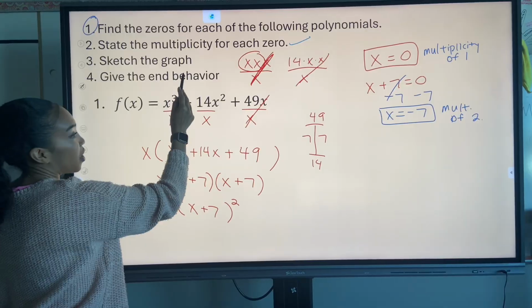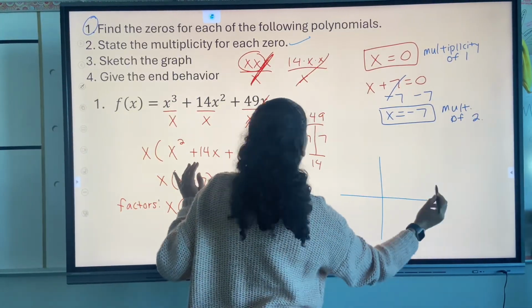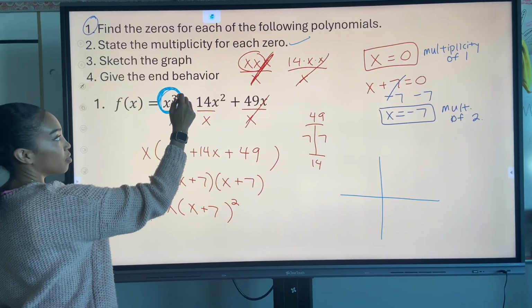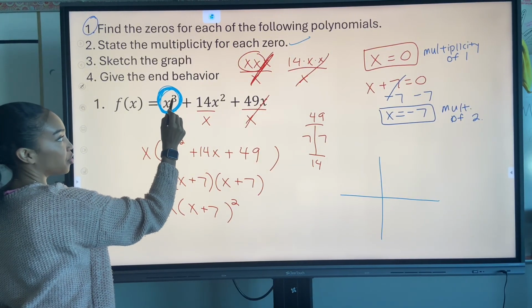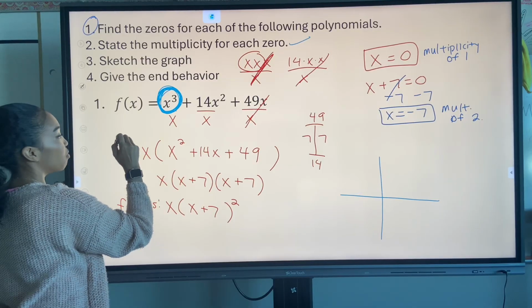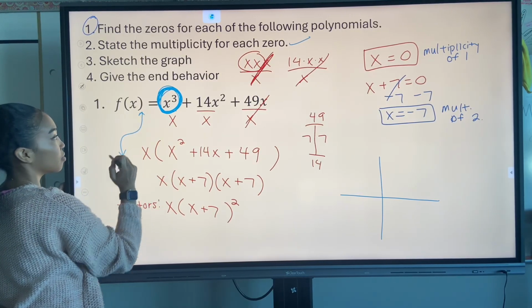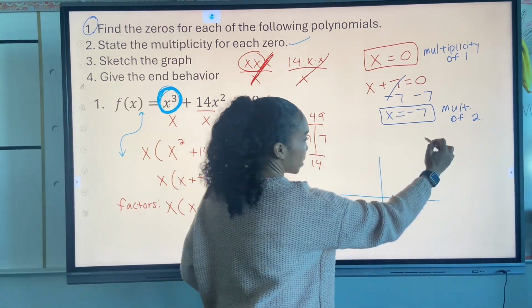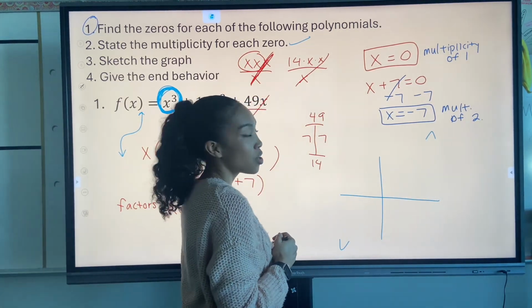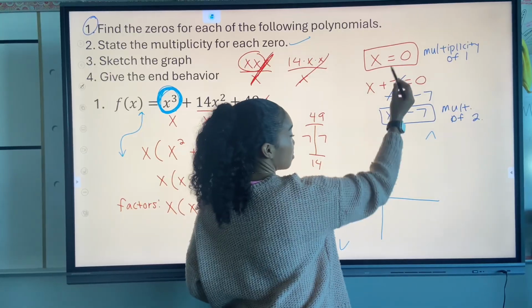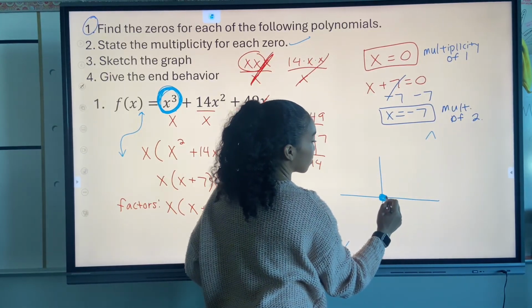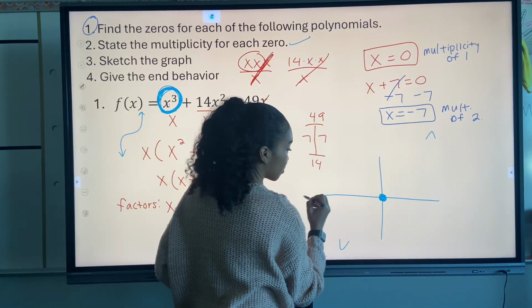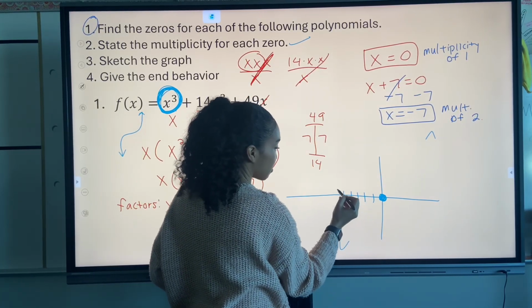Now we're going to sketch the graph. So whenever you have an odd degree polynomial, the leading term has an odd degree, that means your graph will look like this. Okay? So I know I'm going to start down here and I'm going to end up here. So your first 0 is at 0. And your next 0 is at negative 7. 1, 2, 3, 4, 5, 6, negative 7.